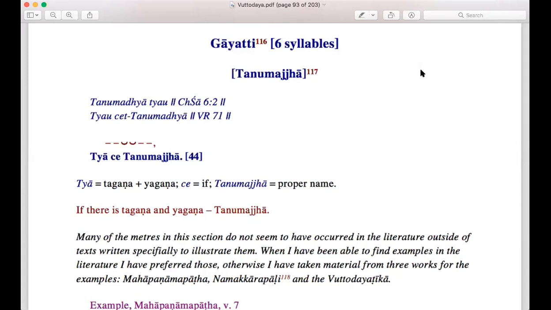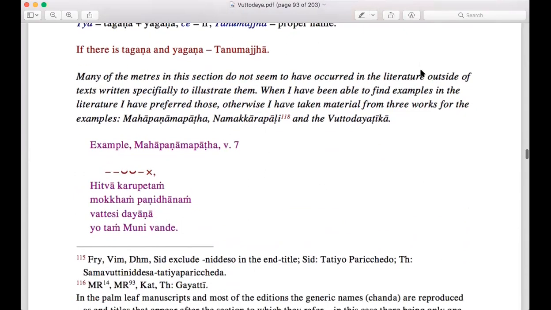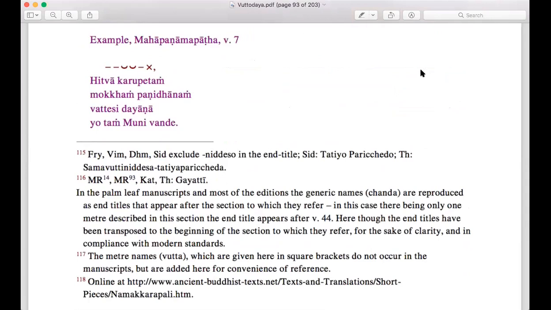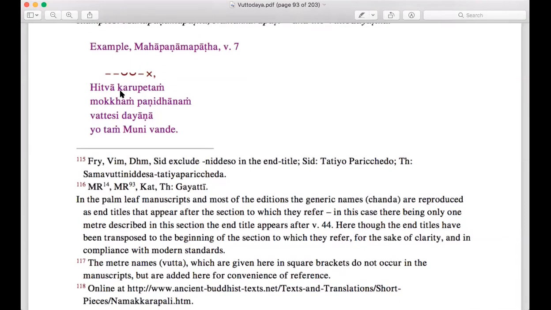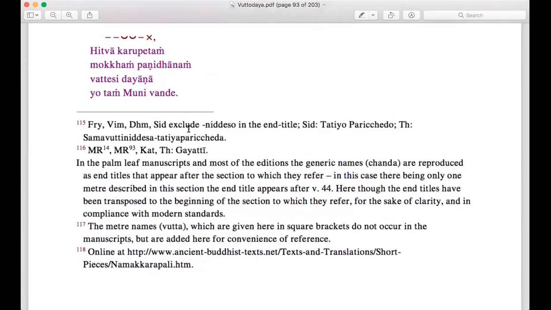Okay, thank you, Pandit. Okay, so yeah, we were talking about this verse, right? Hitva karopetang mokkang panidhana vattesi dayana yotang muni vande. So in each line there are 6 syllables, and in each line Thagana and Yagana are in order. So we check the first line, right? Hitva ka is Thagana, rupetang Yagana, tang pa Thagana, Nidhanang is Yagana, Vattesi Thagana, Dayana is Yagana, Yotang mu Thagana, Ni Vande is Yagana. So Thagana and Yagana in each group. So you can observe that every characteristic of each line is the same. The 4 lines are the same in every aspect. So that is why we call them Samavutti or Samavutta.